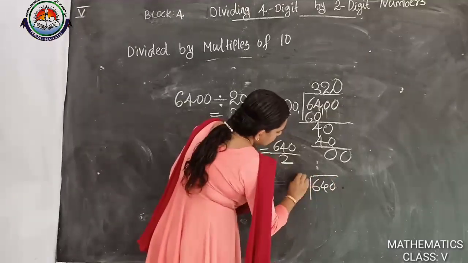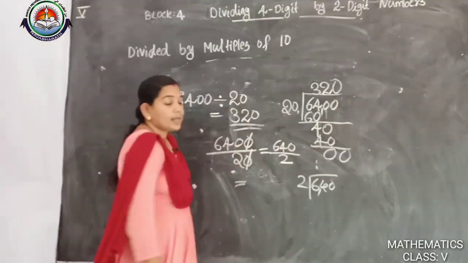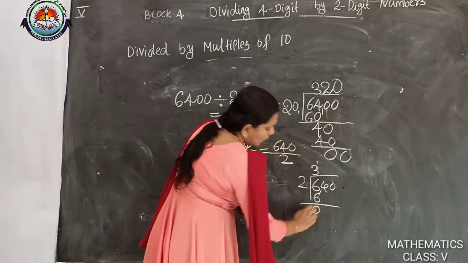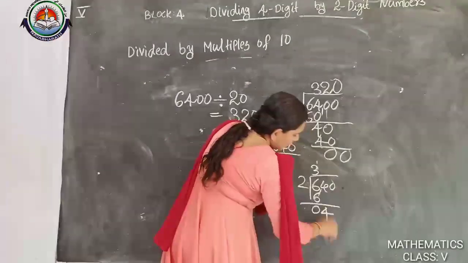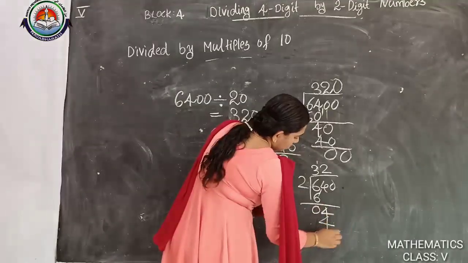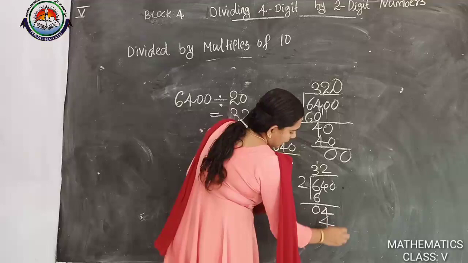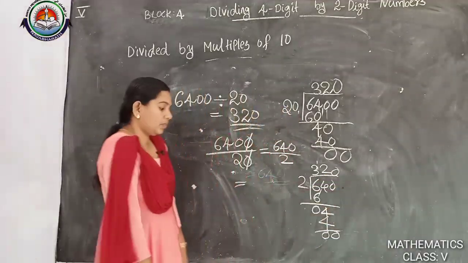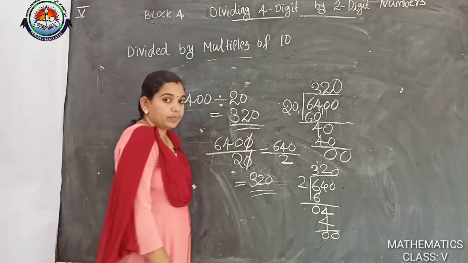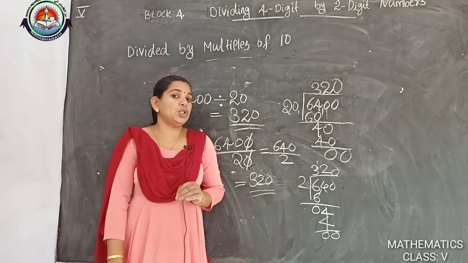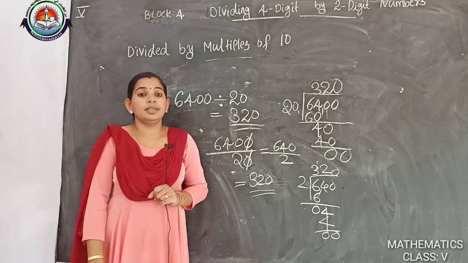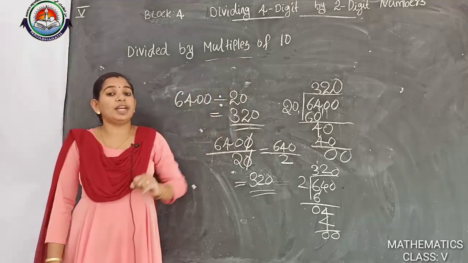640 divided by 2: in 6, how many 2s are there? Good, 3. 3 into 2 is 6. Then 0. Next digit 4. In 4 how many 2s are there? 2. 2 into 2 is 4. 4 minus 4 is 0. Next digit is 0. So we put 0. So 320. Now you understand how to divide a 4-digit number by a 2-digit number, multiples of 10.